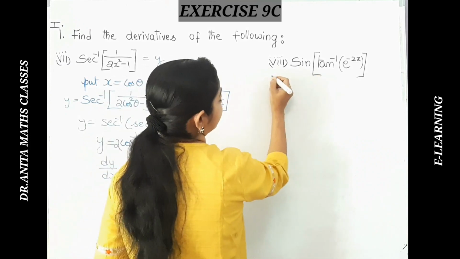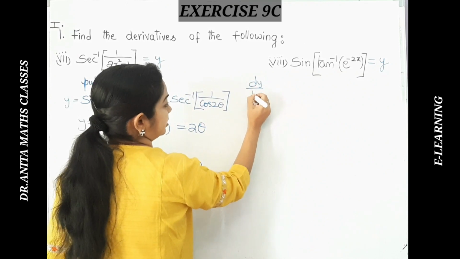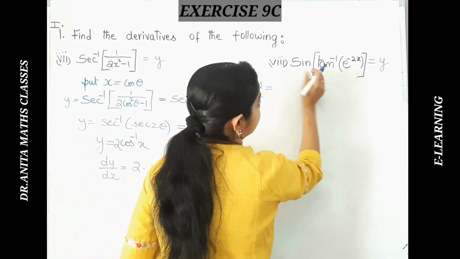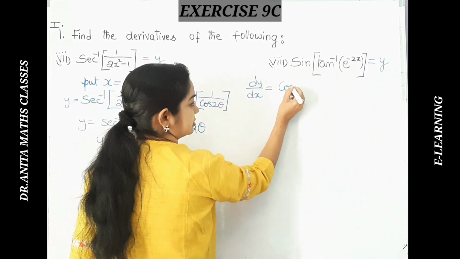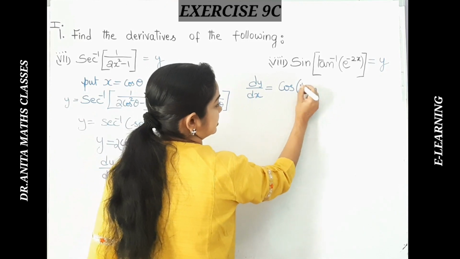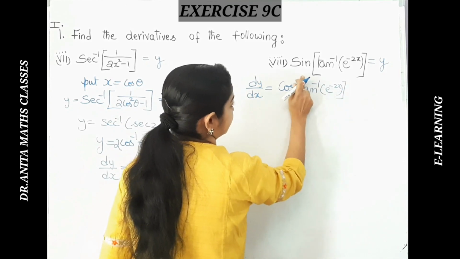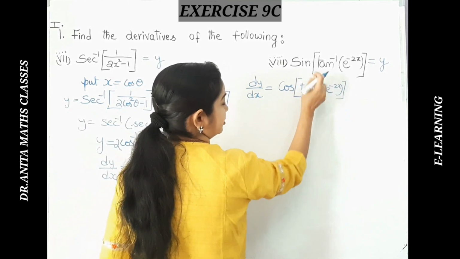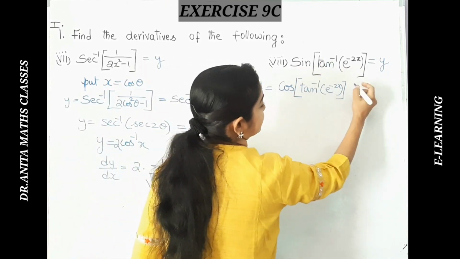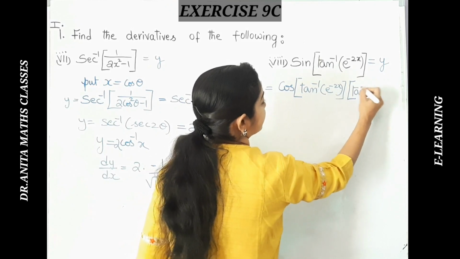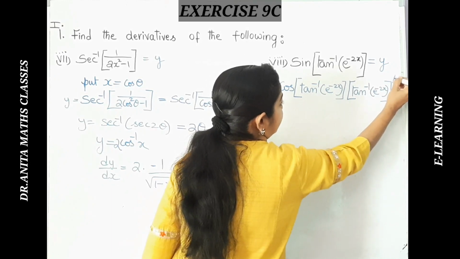So here let us suppose this as y, and differentiate with respect to x. Here it is sine of something, so the derivative of sine of something is cos, isn't it? Cos of this as it is, just applying the chain rule. So the derivative of sine is cos, and we have to apply the chain rule for this. So let us write here tan inverse of e to the power of 2x, and we should find the derivative.